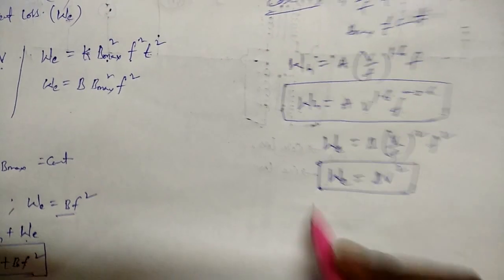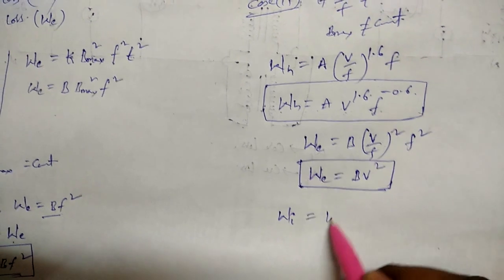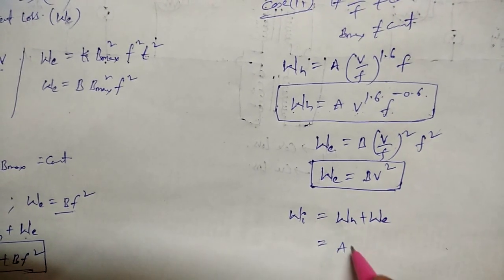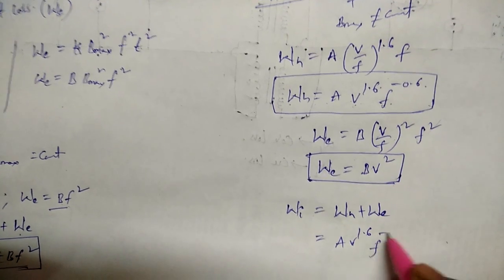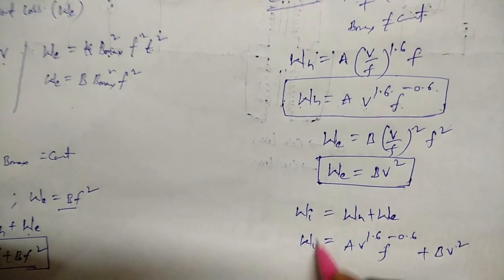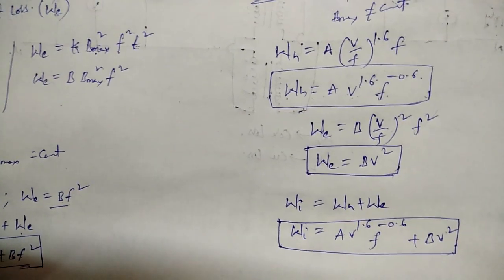So now the total iron loss Wi is equal to Wh plus We, that is equal to A V power 1.6 F power minus 0.6 plus B V square. This is the equation you have to follow when V by F is not constant.